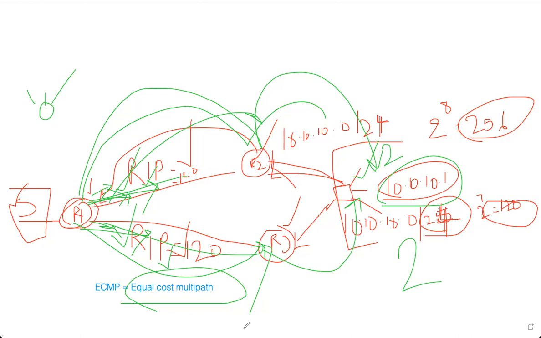Any questions on protocol RIP or any general routing table understanding?